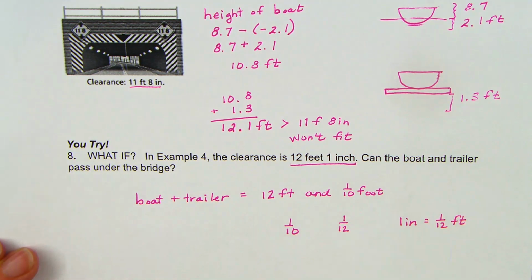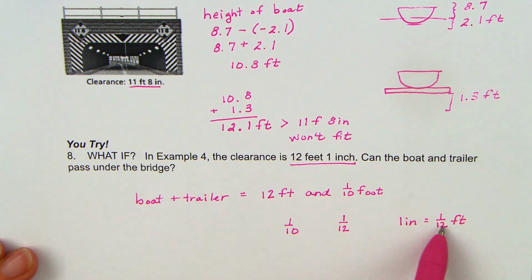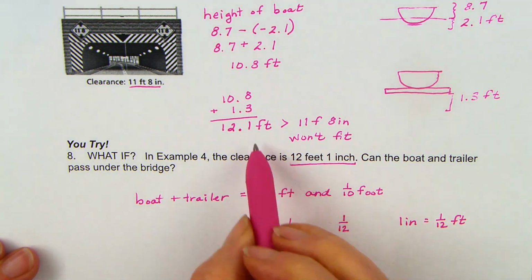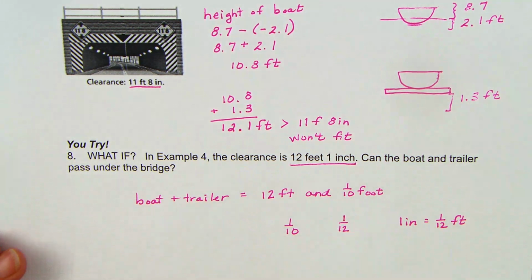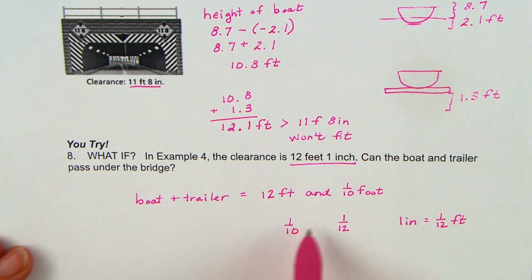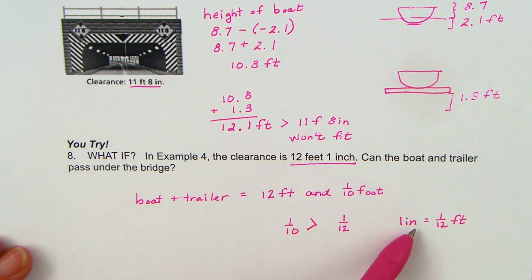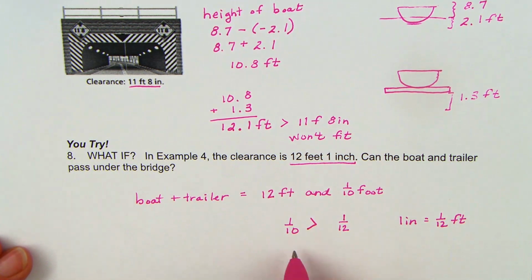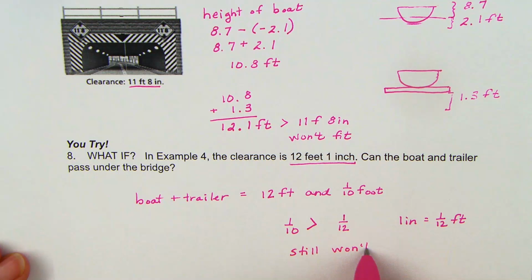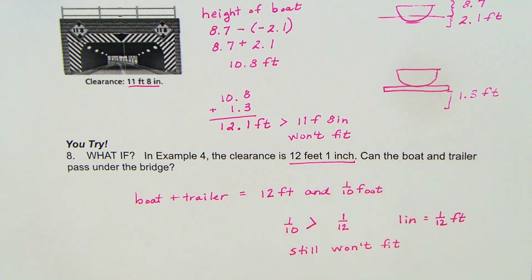Does that make sense? 1 inch is 1/12 of a foot, and this amount, this 0.1, is 1/10 of a foot. Which one of those is bigger? This one's bigger. 1/10 is bigger than 1/12. So here's your clearance, 12 feet 1 inch, but your boat still won't fit. It's close, very close. Maybe you'll just scrape off the top of your boat. I thought that was a pretty tricky you try.